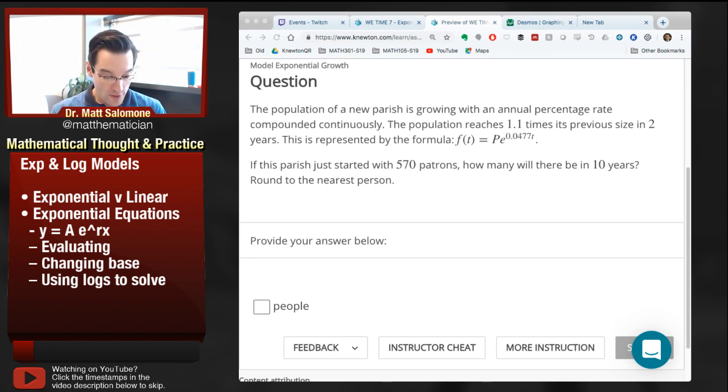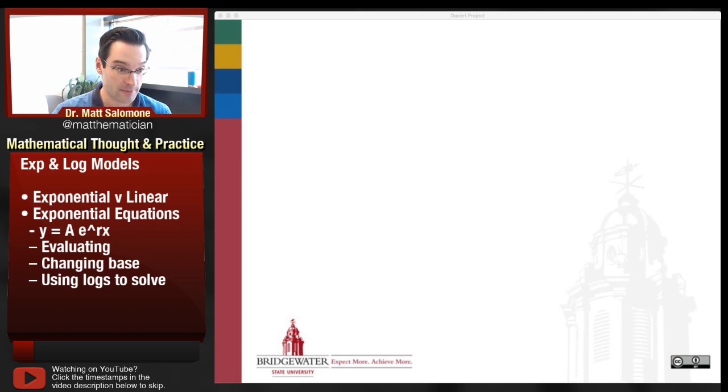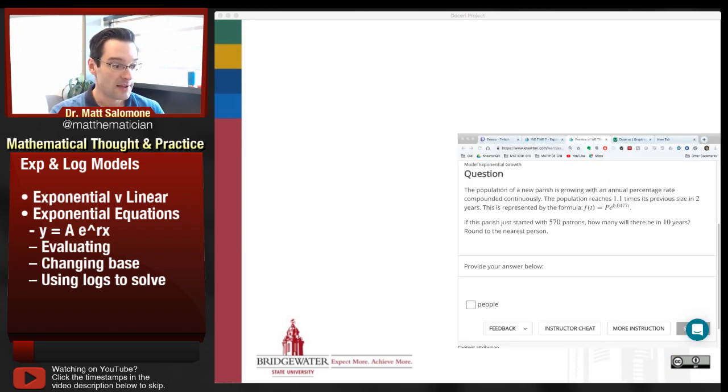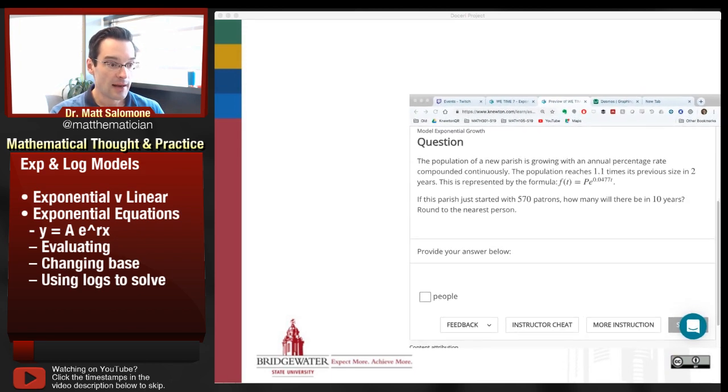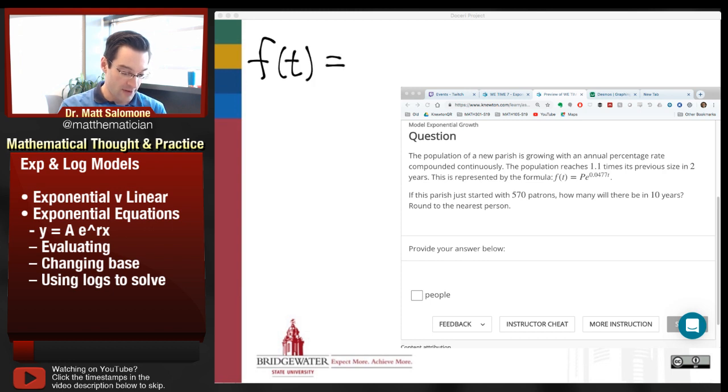Right? So let's take a step back from this and figure out what information we've just been given. We've been given an algebraic model for this behavior. We've been given a function, f of t. So let's get that written down up here. F of t equals p times e to the 0.0477t.